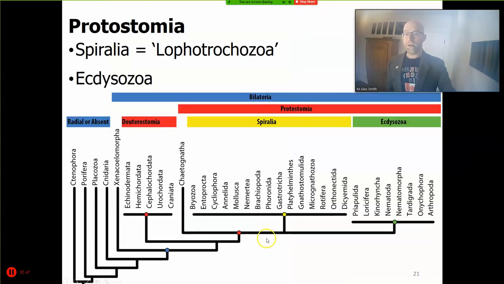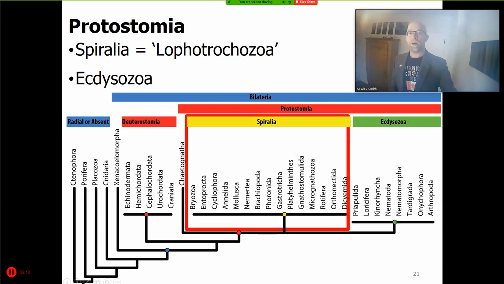So within the protostomes we have the spiralia and the ecdysozoa. There used to be a word, Lophotrochozoa, just referring to an older word, and I may come back and show you a previous phylogenetic hypothesis about the relationships of different animal groups within this yellow clade here. But the spiralia is where we're going to spend our time for the next little while.